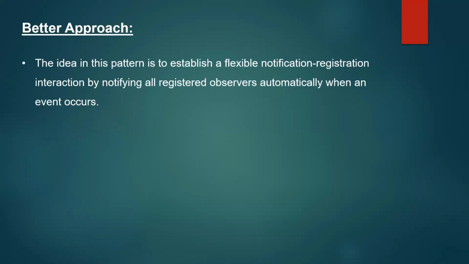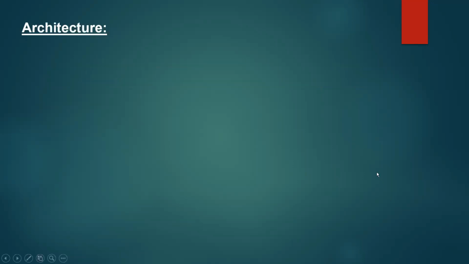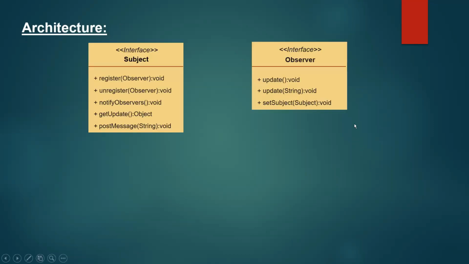The idea of the observer pattern is simple. It is to establish a flexible notification registration interaction by notifying all the registered observers automatically when an event of interest occurs. Let us see the architecture. We have two interfaces in the pattern, Subject and Observer.